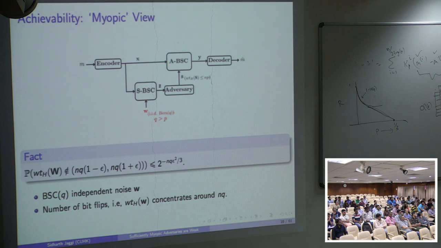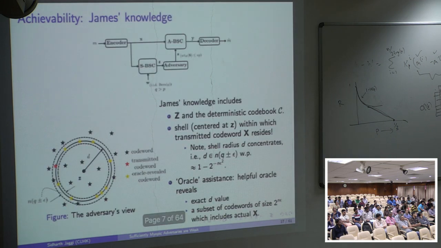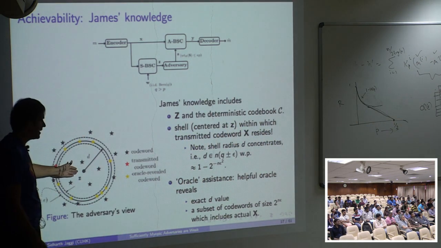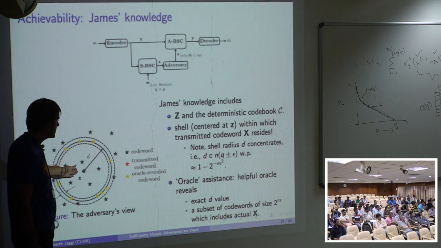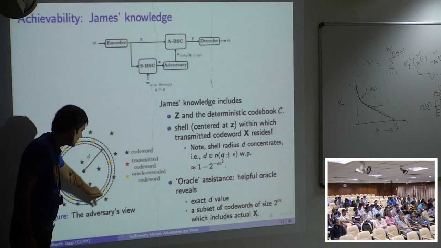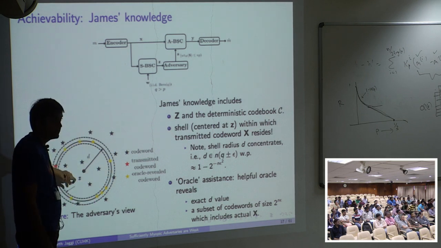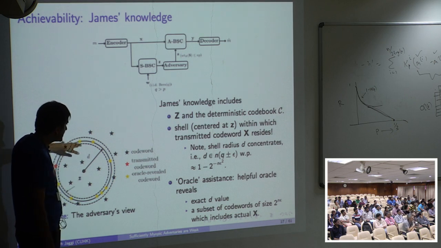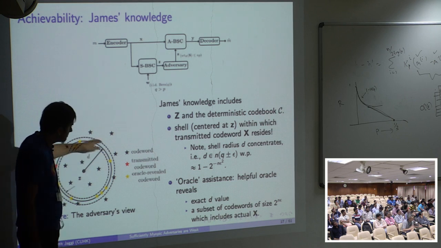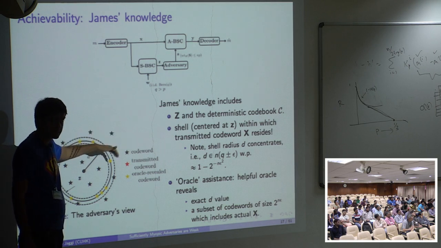Okay. Now, what does this allow us to do? So now let's look at it in the following way. James is seeing this received vector z. He knows that the truly transmitted code word is with pretty high probability somewhere in this shell over here, right? Somewhere within nq times 1 plus minus epsilon. Now, even within this shell, there's some slight variation, right? So actually there are some linear number of shells over here, each with unit thickness, right?